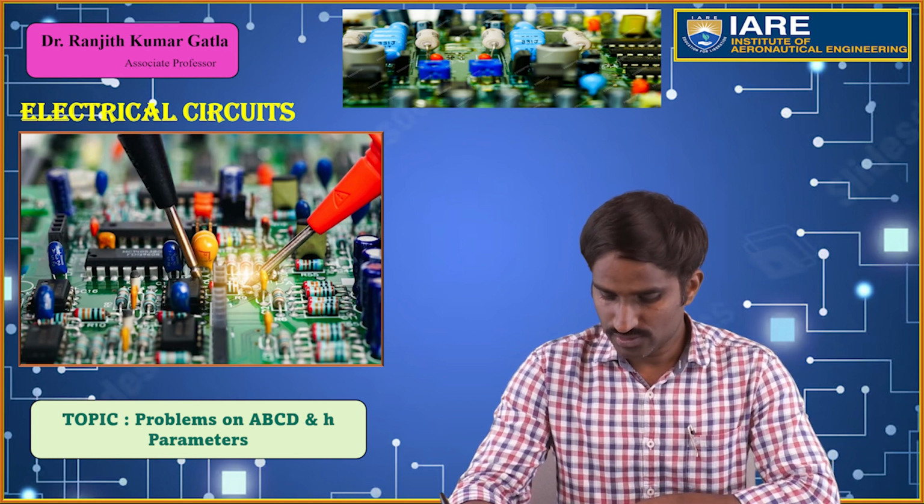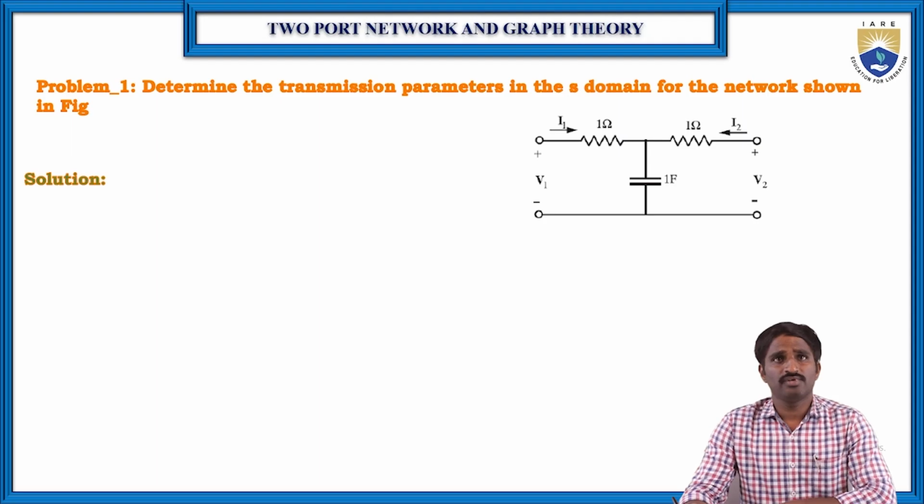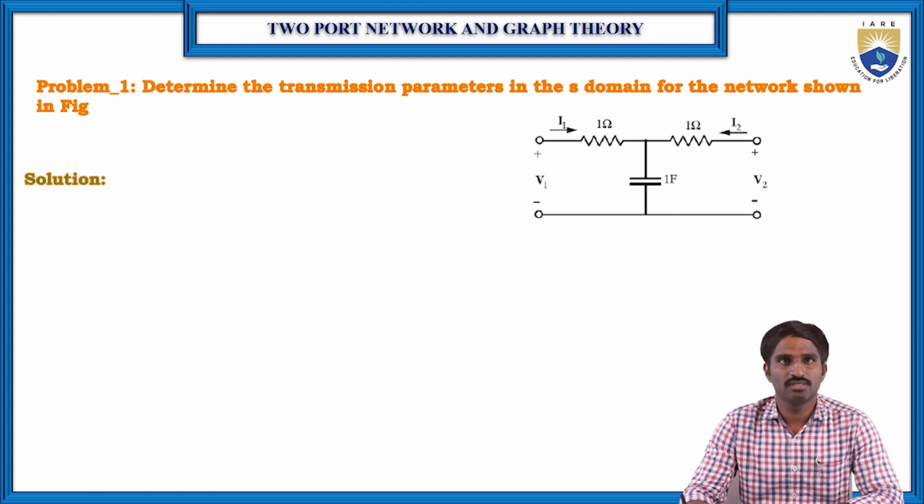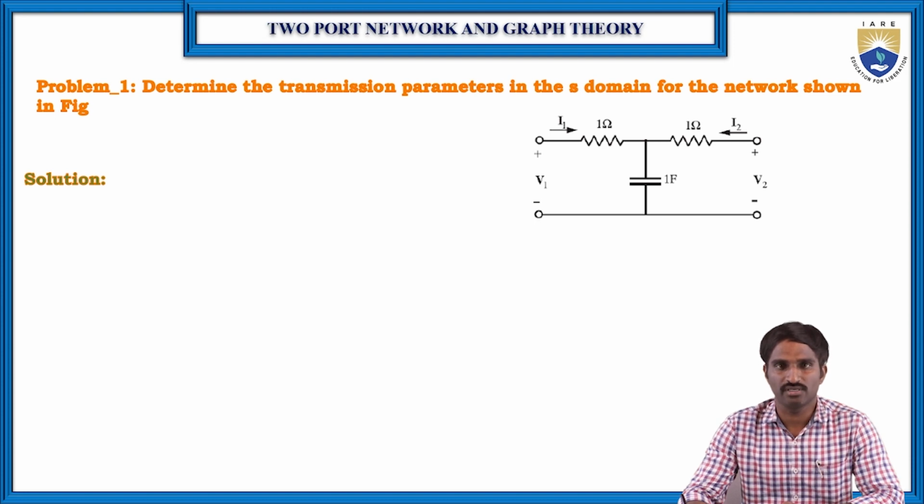So first, let us go with the first problem: determine the transmission parameters in the S domain for the network shown in the figure. They have given one circuit, and for that particular circuit we are going to find the transmission parameters. The transmission parameters are nothing but the ABCD parameters.